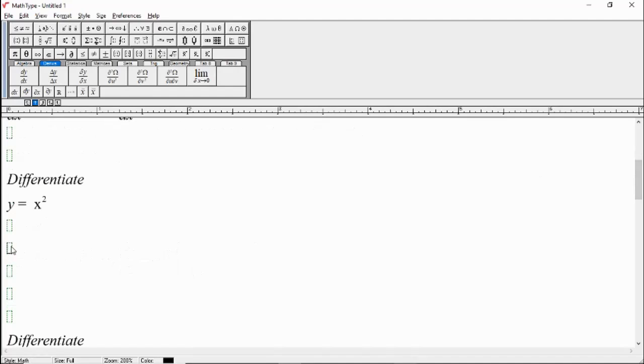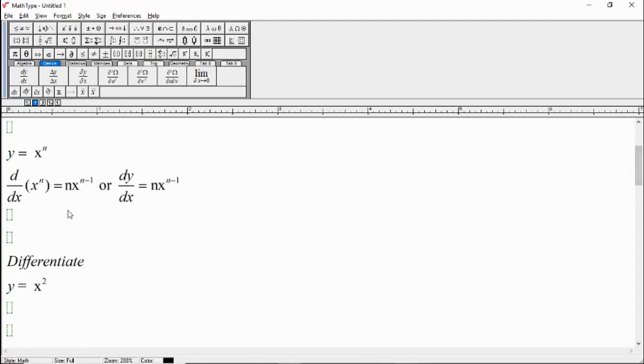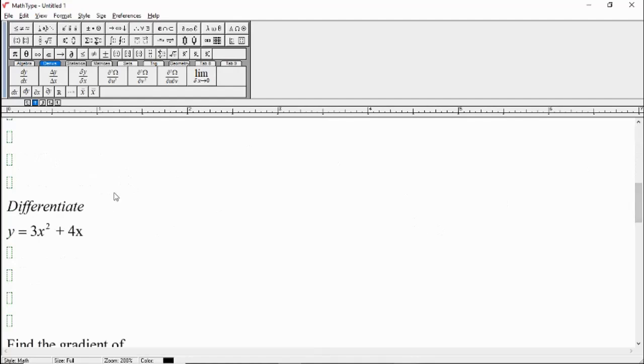y equals x squared. Differentiate y equals x squared. So we refer to our rule. We multiply by the power. So when y is equal to x to the power of n, to find the derivative of this, to differentiate it, you multiply x by the power of n, and then you subtract 1 from the power of n.